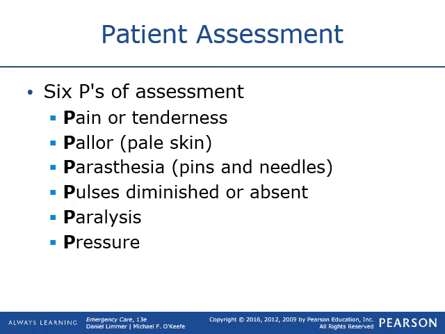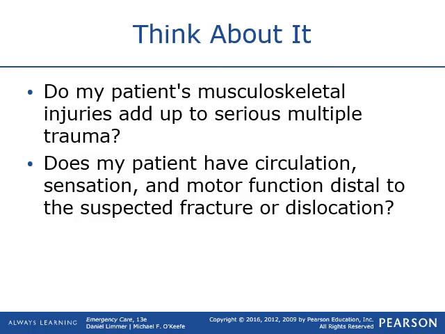So you're looking for the 6 P's: pain or tenderness, pallor, pale skin, right? Paresthesia, it's going to feel like pins and needles, right? You ever had your arm fall asleep? It's going to be that feeling, okay? And that's from the lack of blood flow. Pulses are diminished or absent. You're always looking for the pulse distal to the injury. Paralysis and pressure.